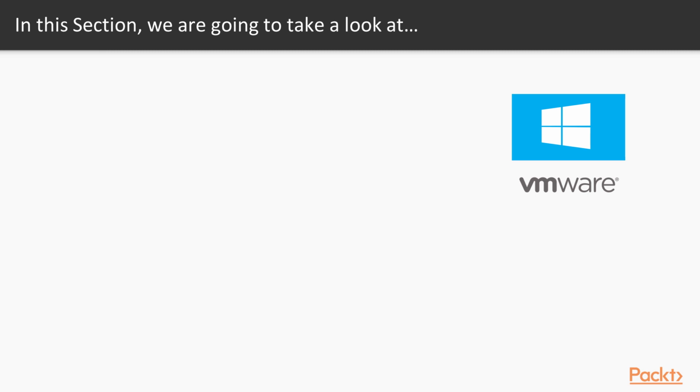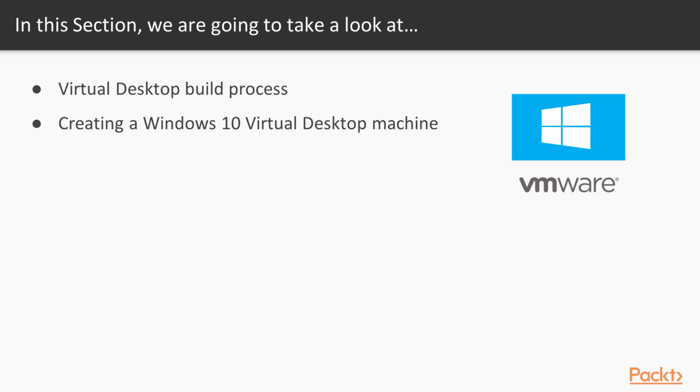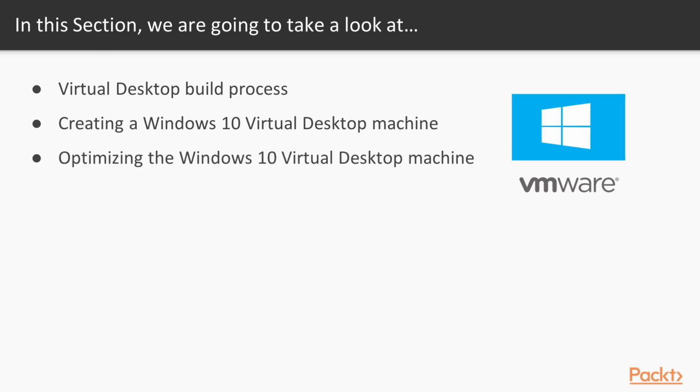In this section we're going to start to create the operating system image that will be used to create the virtual desktop machines for Windows 10. We will start by walking through the build process before going on to create a Windows 10 image, which we will then optimize for running as a View virtual desktop. Then we will create the virtual machine in vCenter, build the OS, optimize it for VDI, and then prepare it for delivery to the end users.